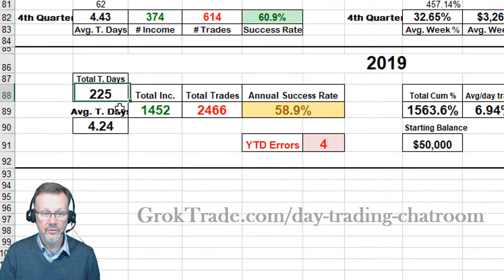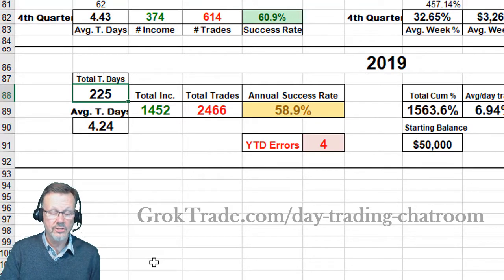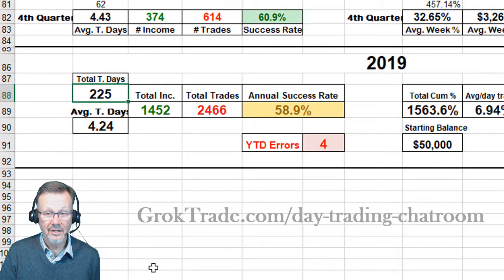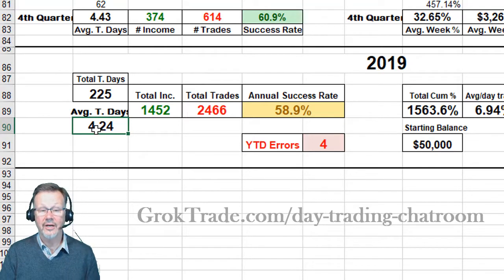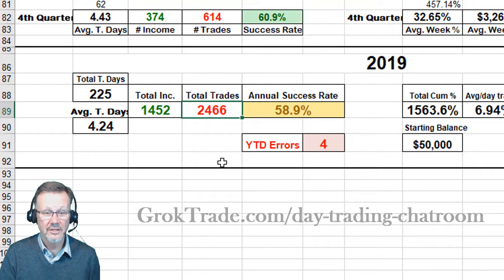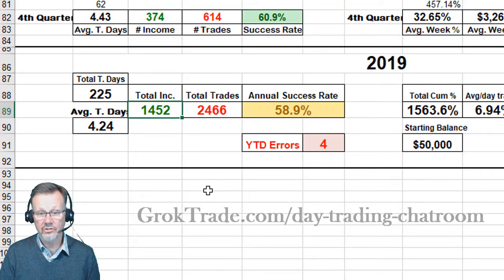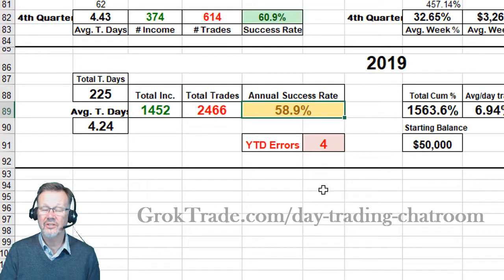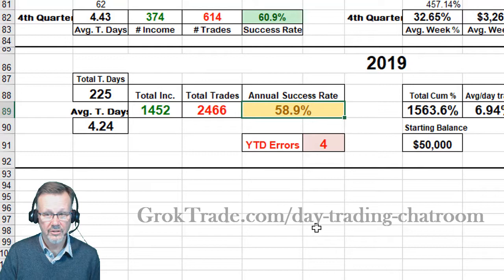We traded 225 days. I traded 225 days. The room was open on days like when I'm on vacation, and then of course there are those holidays in which the market is closed, and I'm not involved there either. That averages 4.24 trading days per week. Now I called out 2,466 trades that I got into, and this is how many were income trades and the rest were expense. So for the entire year, just under our 60% target, 58.9% for the entire year.